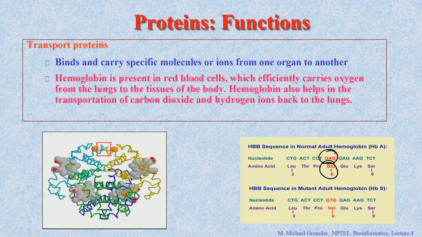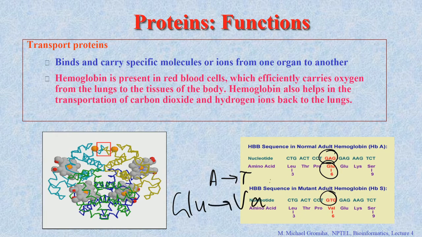GAG codes for glutamic acid. If it is converted to GTG, so A is changed to T, then it changes glutamic acid to valine. Now, we just discussed different characteristic features. Which type of amino acid is glutamic acid? Negative charge. What about valine? Hydrophobic. So, if you mutate glutamic acid to valine, what will happen?